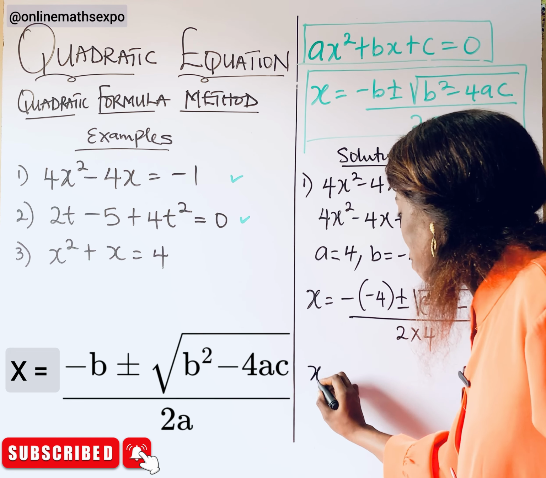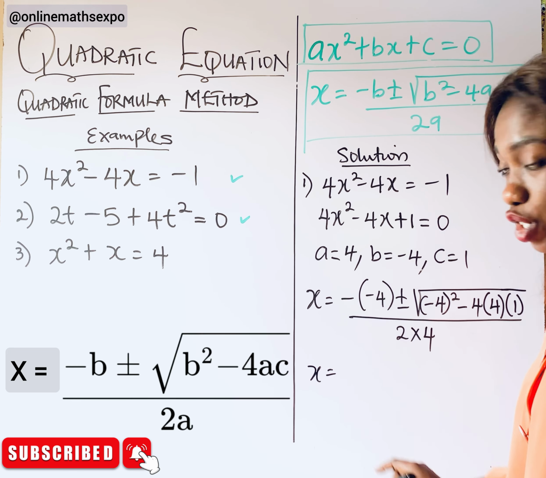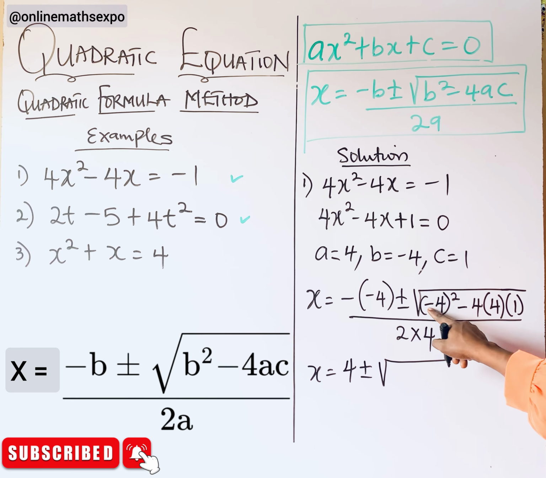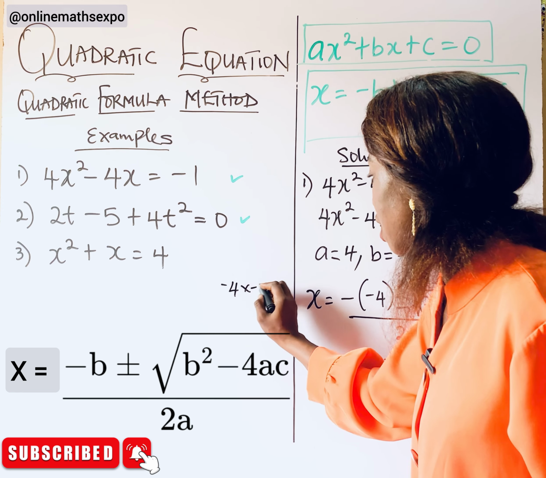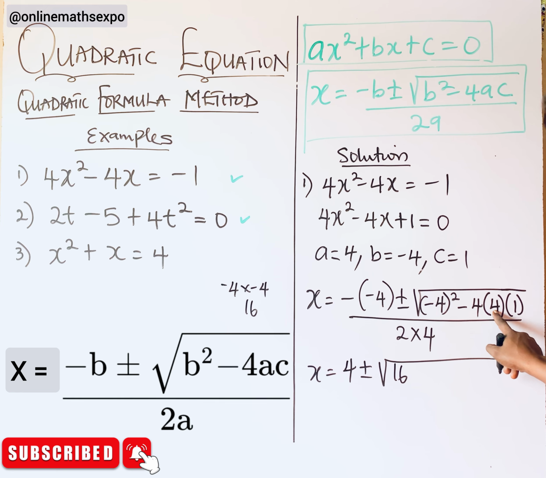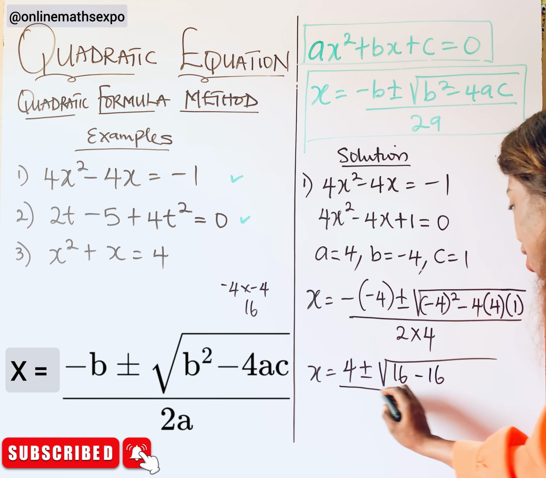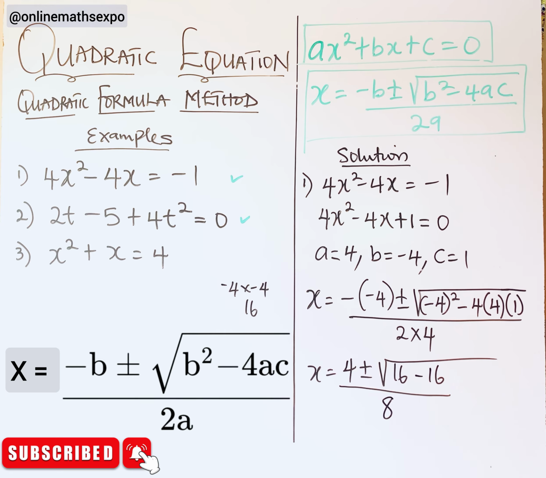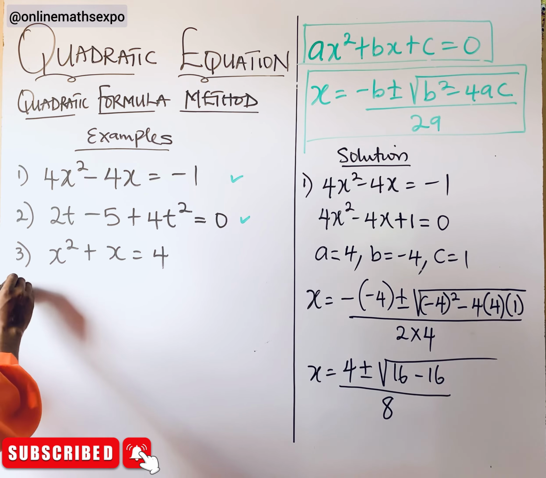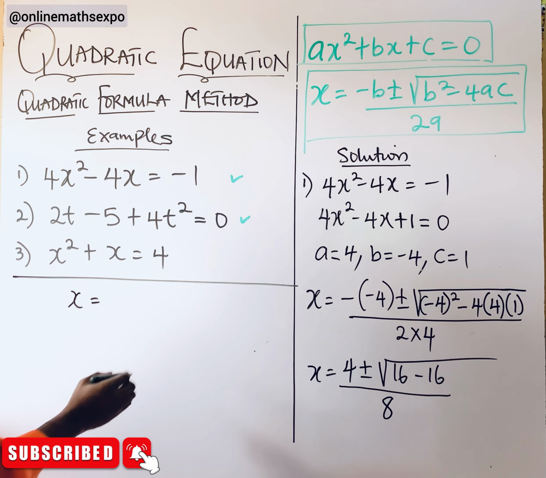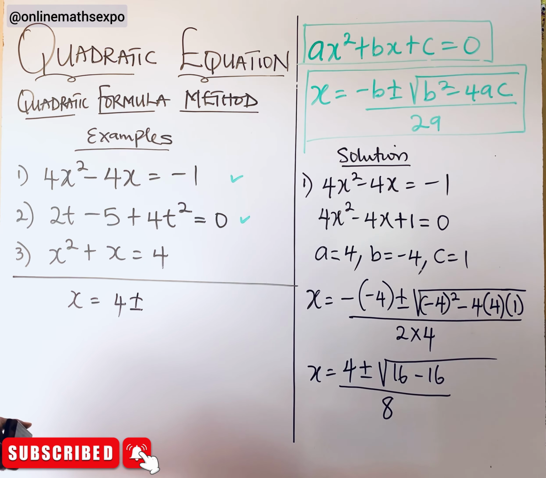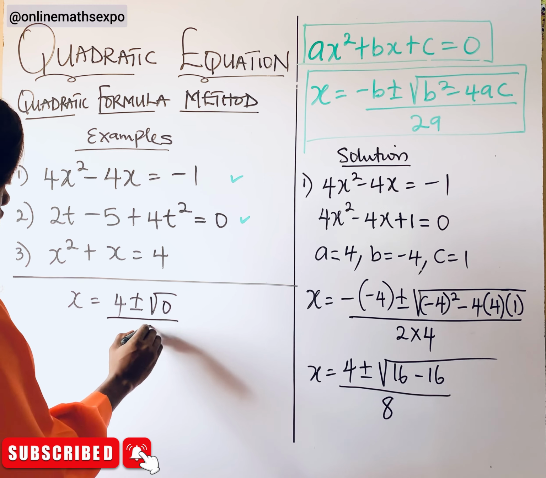So we are done plugging in. What we are going to do now is simplify. Negative times negative is positive. So this is going to give us positive 4 plus or minus square root. Negative 4 squared is negative 4 times negative 4, which will give us 16. And negative 4 times 4 is 16, times 1, we have negative 16. And this is over 2 times 4, which will give us 8. It's becoming interesting. So what do you do next? We keep simplifying to have x is equal to 4 plus or minus. Then 16 minus 16 is 0. So we have square root of 0 all over 8.